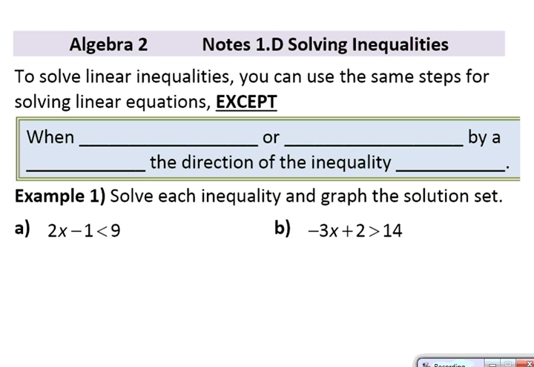Recall that to solve a linear inequality, you can use the same steps as you have for solving linear equations, with these exceptions. When multiplying or dividing by a negative number, the direction of the inequality flips.